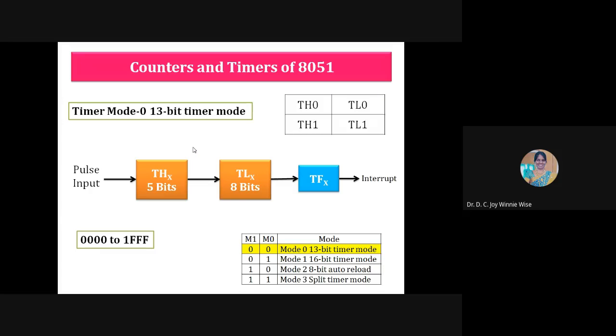So the first one is the 13-bit timer. So we have here, as I said, THX and TLX, TH and TL. So why have I used X? What is X?